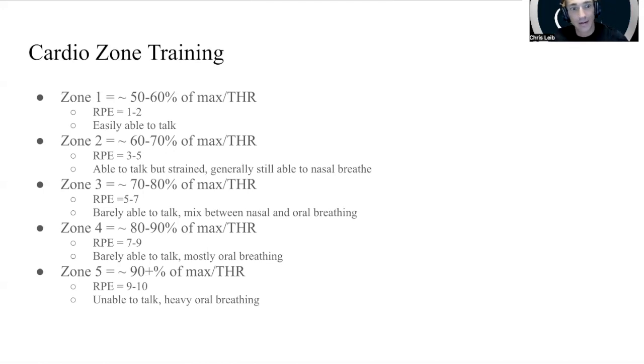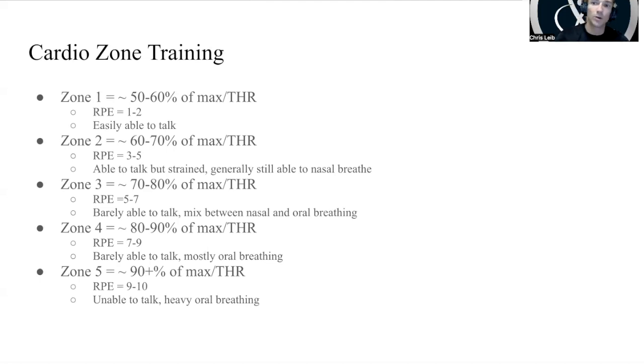Zone 4, 80 to 90% of max heart rate, RPE around 7 to 9. You're barely able to talk, and you're mostly breathing out of your mouth at that point. And then zone 5 is 90 plus, 9 out of 10 RPE. You're unable to talk, and it's very heavy, panting, oral breathing at that point. All right, so those are the zones.